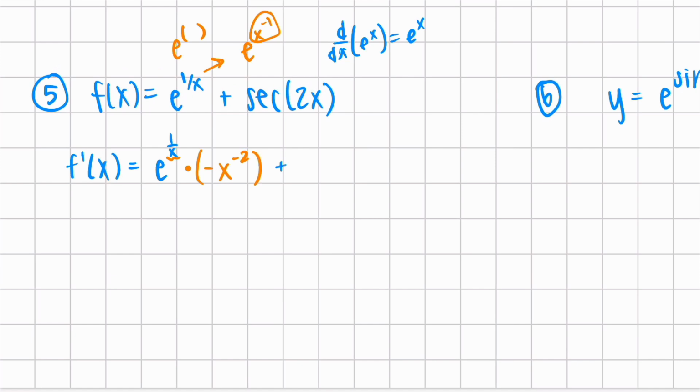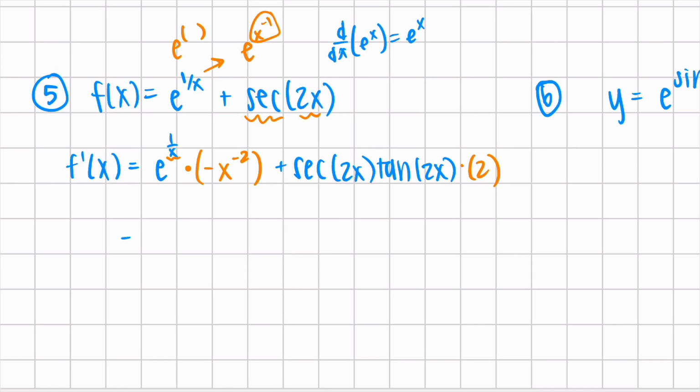For the second term, secant of 2x, my outer function is secant of x, my inner function is 2x. Derivative of secant of x is secant x tangent x. So now instead of x, it's 2x, secant 2x tangent of 2x. Take the derivative of the inner function. My inner function is 2x. So derivative of 2x is 2.